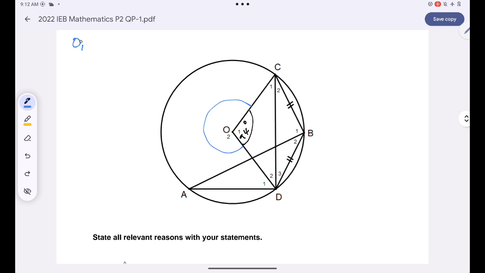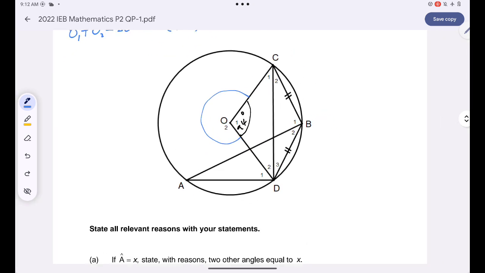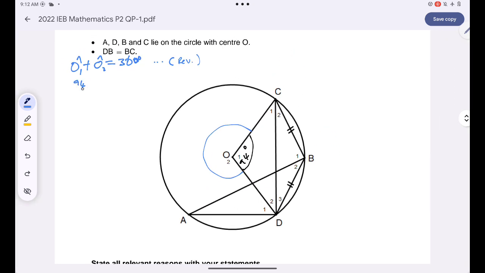I know that angle O1 plus angle O2 both sum up to 360 degrees. Angles around a point, or just write revolution. And angle O1 is 94 degrees. We don't know the value of angle O2. Therefore, angle O2 is just 360 minus 94. That's 266 degrees altogether. So angle O2 is 266 degrees.